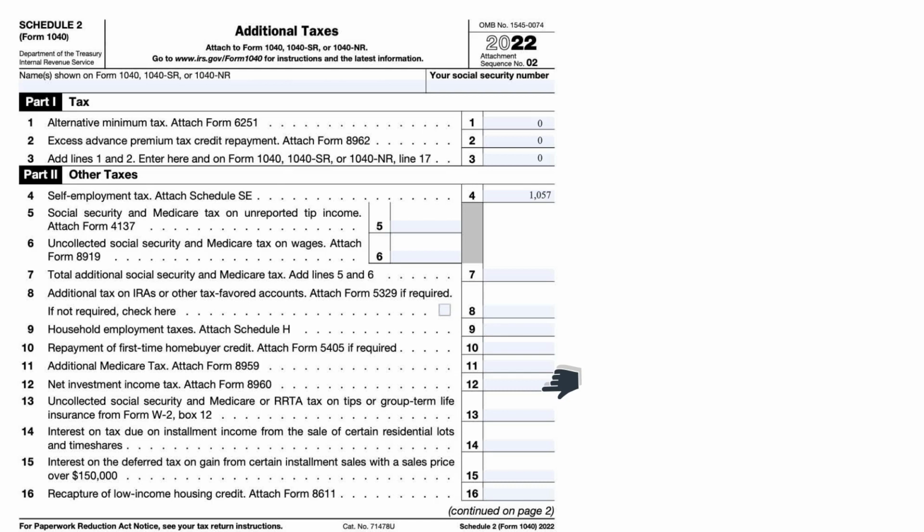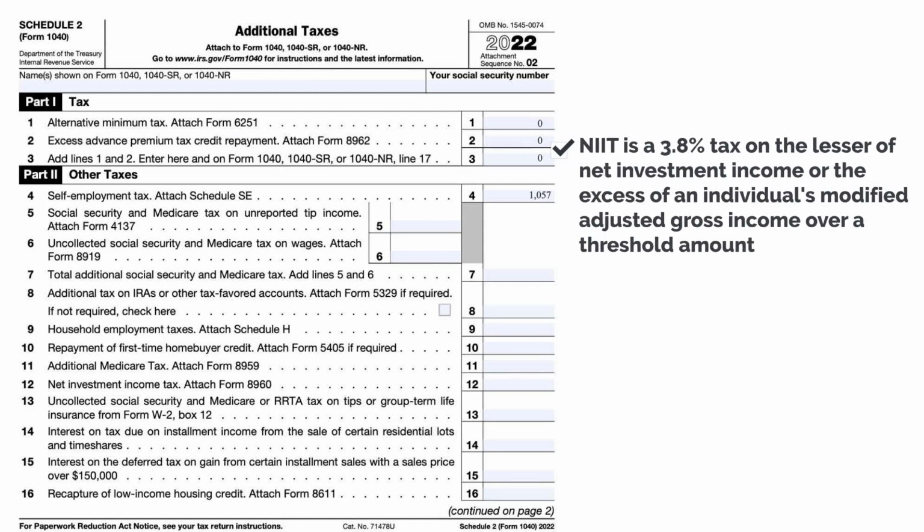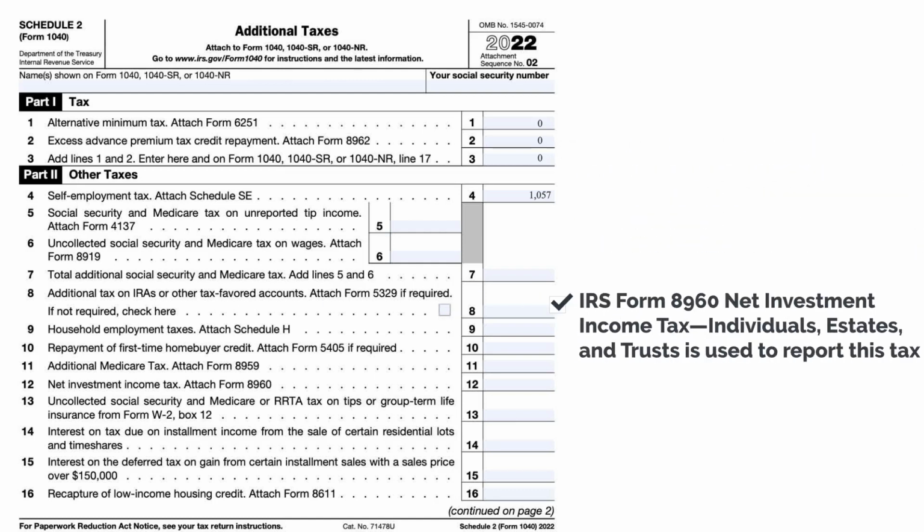Line 12 of Schedule 2 is for the net investment income tax of Form 8960. NIIT is a 3.8% tax on the lesser of net investment income or the excess of an individual's modified adjusted gross income over a threshold amount. IRS Form 8960, Net Investment Income Tax, Individuals, Estates, and Trusts, is used to report this tax.